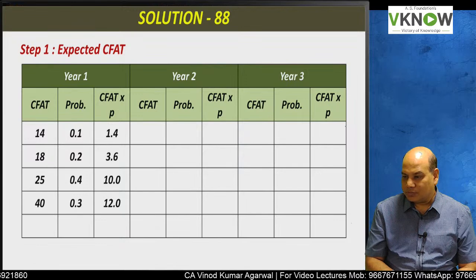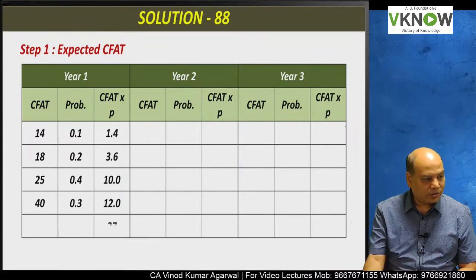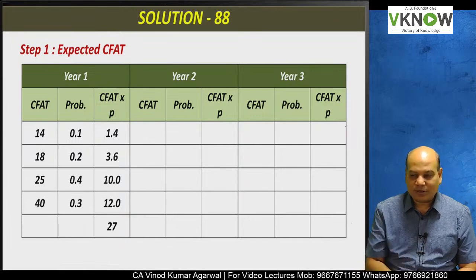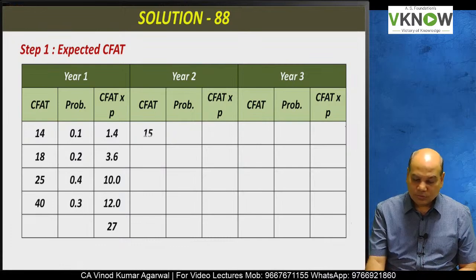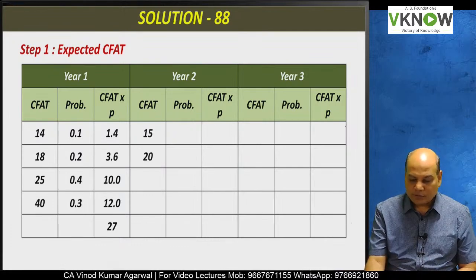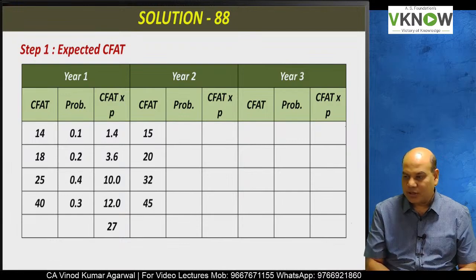Total of year 1. One student said 27. Very good. Amazing. Now you try year 2. Try year 2. CFAT, copy from the question. It's printed in the question book.